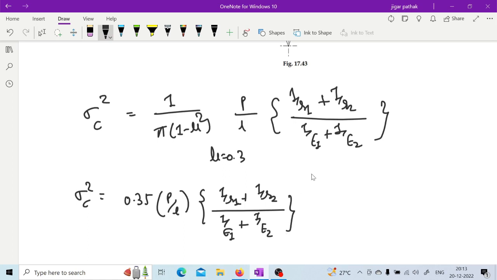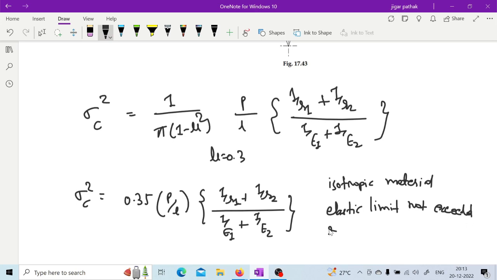Now here also some assumptions are there, like isotropic material, and the stresses have not exceeded the elastic limit. And the radii of the gear and pinion are much greater than the deformation zone 2b. So these are some of the assumptions.